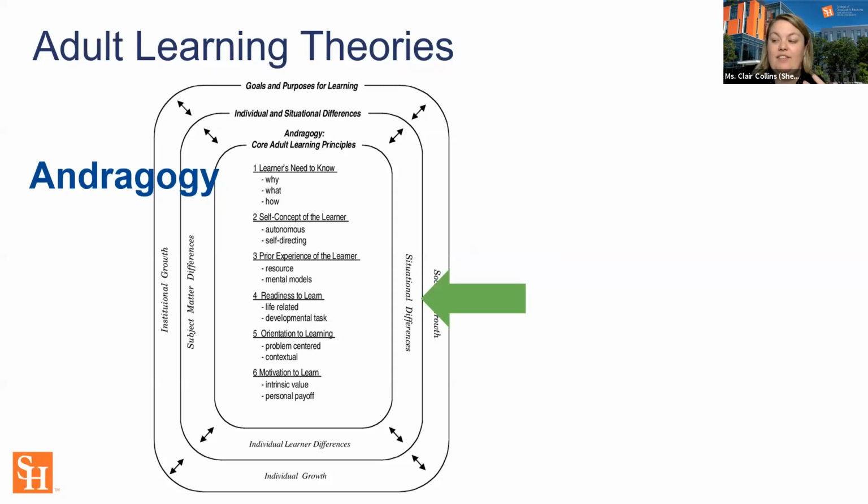So it has to be life related, a developmental task. Don't ask a student to start stitching things if they've never seen a stitch before. I mean, ours will have seen some things, but don't get too far out ahead. Make sure that the students are coming into the learning environment where they should be. And it's okay to take a quick assessment of your learners, ask simple yes or no questions. Have you ever done this? Have you ever seen this? Have you ever interacted with this kind of patient?